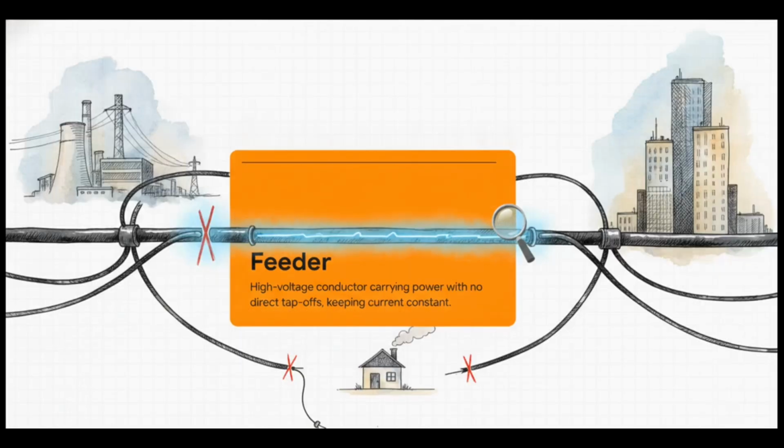Now, the second essential component here is the feeder. This is a primary, high-voltage conductor that carries power from a station straight to the distribution network. But here's the absolute most important thing to remember. There are 0 direct tap-offs made from a feeder to serve individual consumers. No way. You literally cannot just wire your toaster directly into a feeder. And because there are no tap-offs drawing power away along the route, the current stays strictly constant throughout its entire length. This lets engineers dictate the feeder's design primarily by its current carrying capacity.